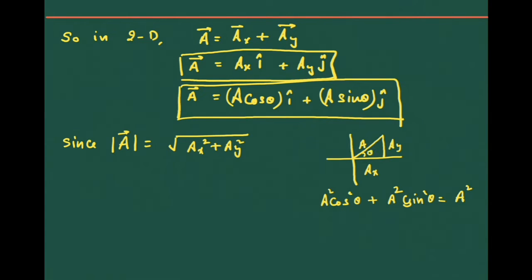And angle theta is given by tan theta equal to perpendicular upon base. So by the two components, perpendicular and base, we can obtain theta. So this is the way of calculating the magnitude and direction of a vector in a plane.